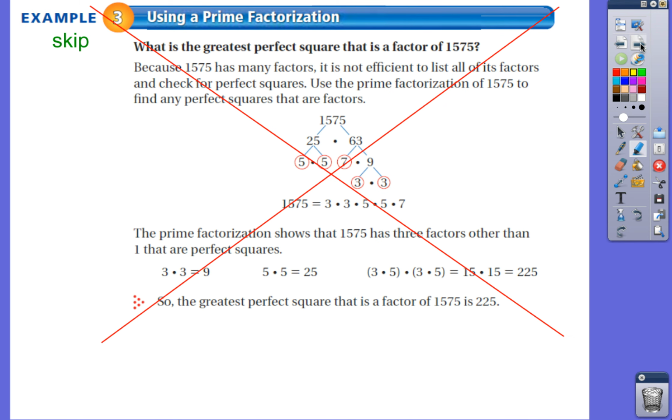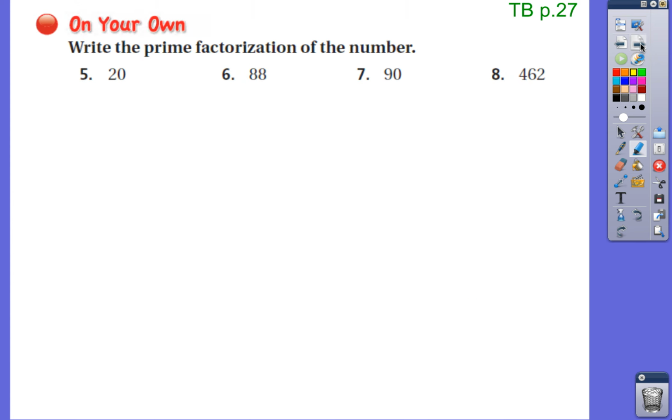Okay, we're going to skip example 3 and go straight to the on your own problems. I am going to have you skip problem number 8. You do not have to do 462. I'm not going to give you numbers that big. But do please make a factor tree for problems 5, 6, and 7 in your notes.